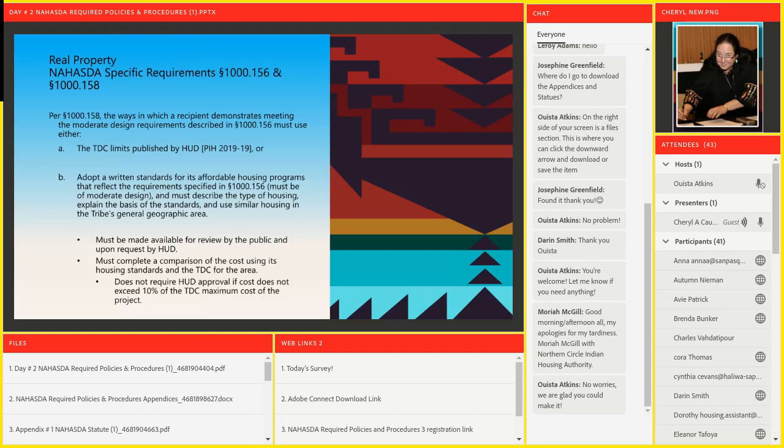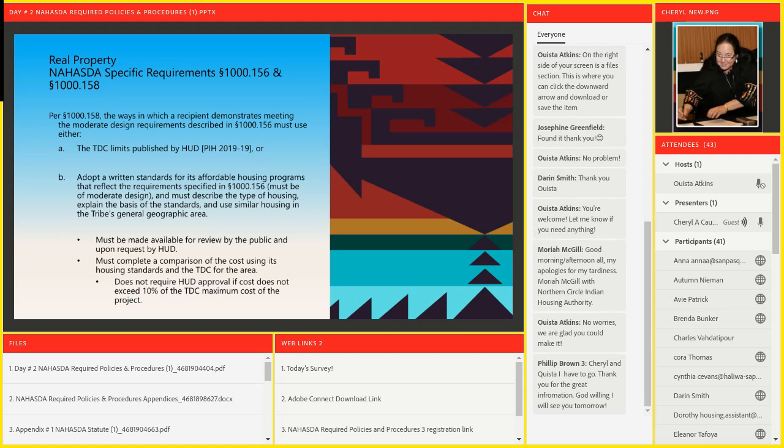1158, per the ways in which a recipient can demonstrate meeting that moderate design requirement described in 1156, you must use either the TDC limits published by HUD, PIH 2019-19, and I need to fix that because there's a brand new one hot off the press a month ago, okay? There's new TDC limits. Look them up.